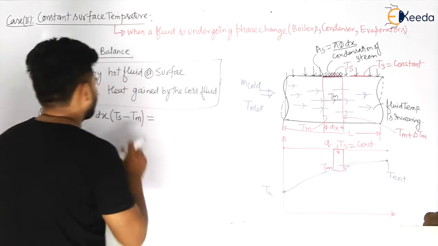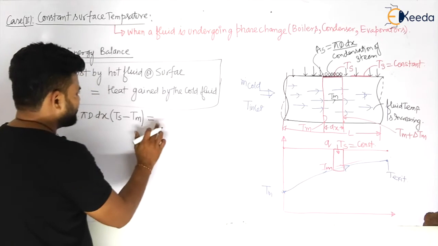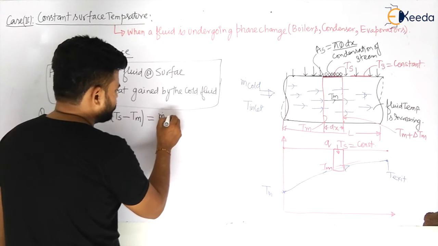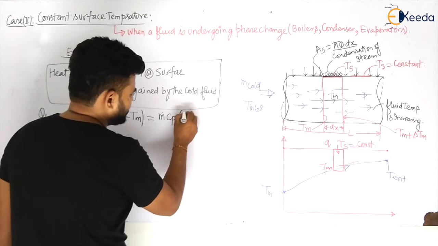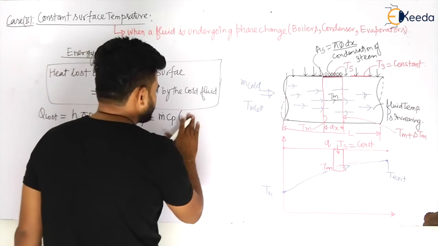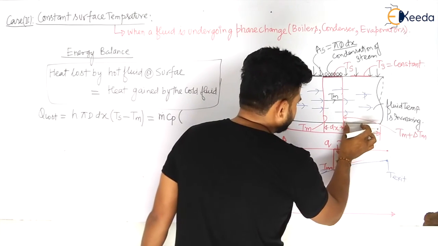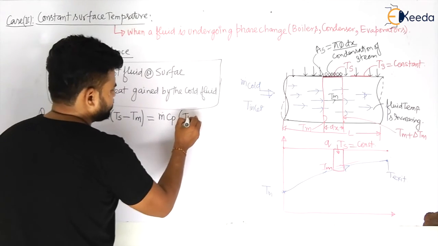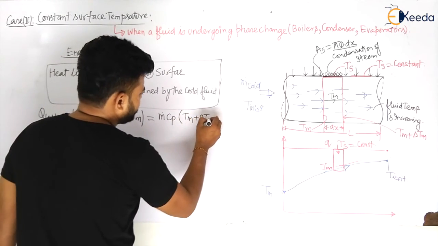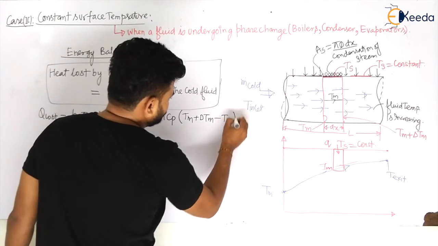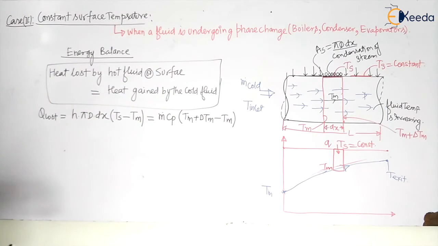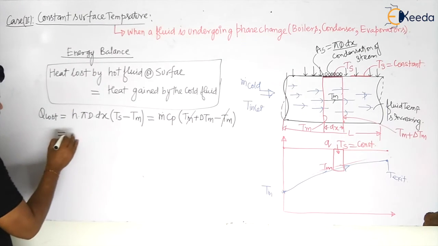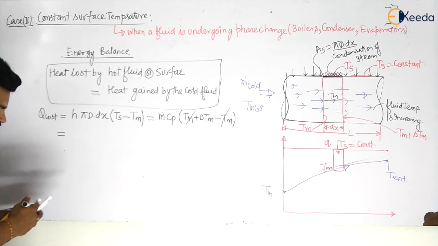Now the heat gained by the cold fluid is equal to how much? This will be m dot of cold fluid into Cp, multiplied by the temperature change. The temperature is increasing from Tm to Tm plus delta Tm, so this will be Tm plus delta Tm minus Tm. So this and this will cancel. What will I be left with? Let us see.